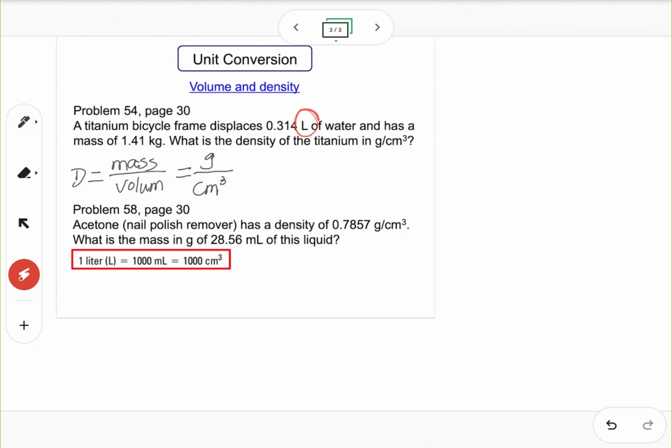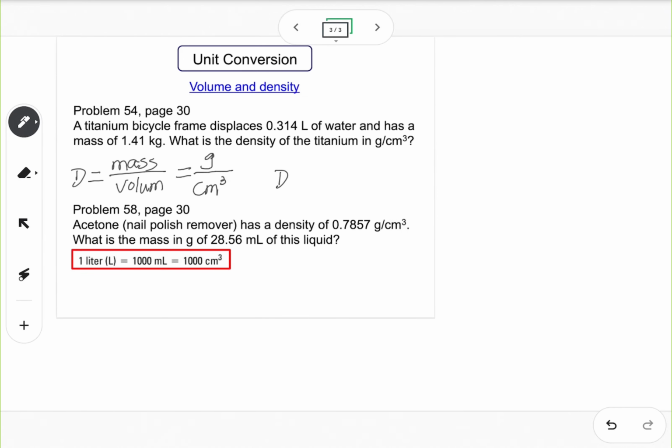You have volume as a liter. This is different from the desired cubic centimeter. You have mass with the unit as kilogram, and this is gram. So what we need to do is unit conversion on both the top and bottom parts. Okay, so let's do this. Let me write it here.